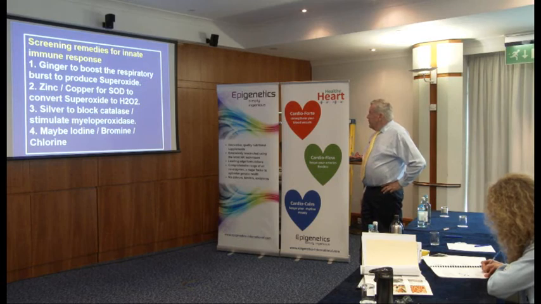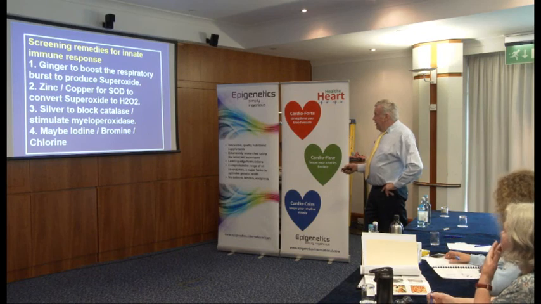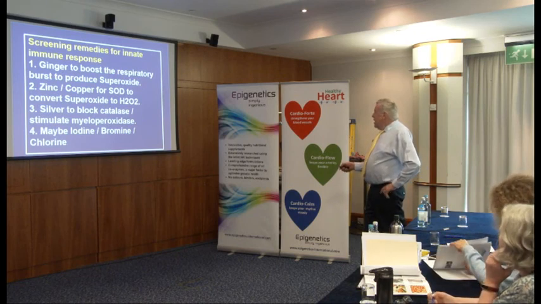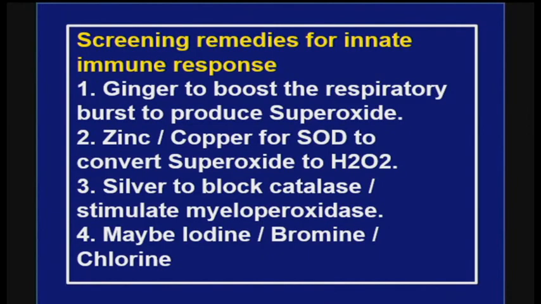So we talked this morning about how to boost the innate immune system, and first of all to increase the respiratory burst by heating spices and things like ginger, particularly the ginger tincture, to produce superoxide. Okay. And then zinc or copper to stimulate superoxide dismutase to convert superoxide to hydrogen peroxide. And then silver to block the catalase and stimulate myeloperoxidase. And then maybe to supplement also some form of iodine, bromine or chlorine to make the hypochlorite if necessary.